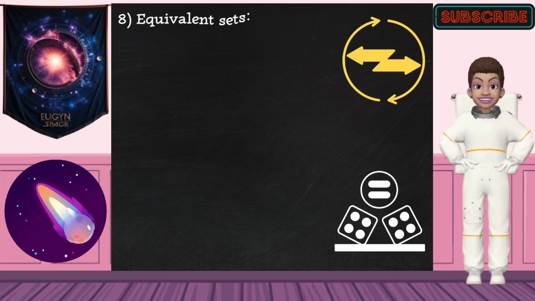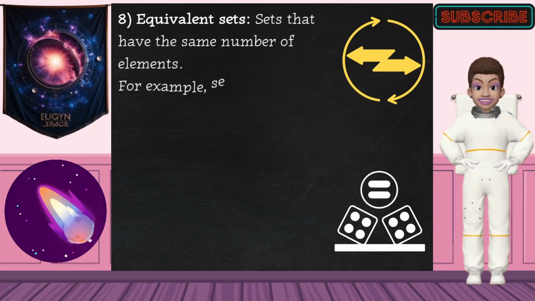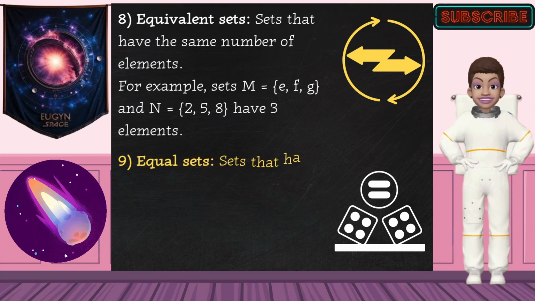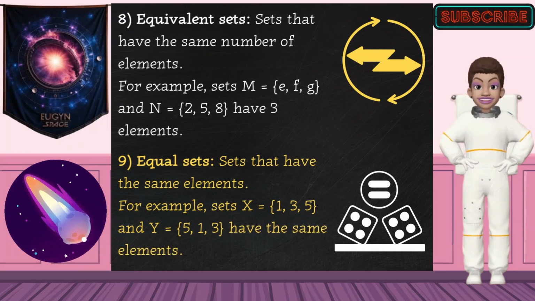8. Equivalent sets. These are sets that have the same number of elements. For example, sets M and N each have 3 elements, hence they are equivalent sets. 9. Equal sets. These are sets that have the same elements. For example, sets X and Y have the same elements, 1, 3, and 5, hence they are equal sets.